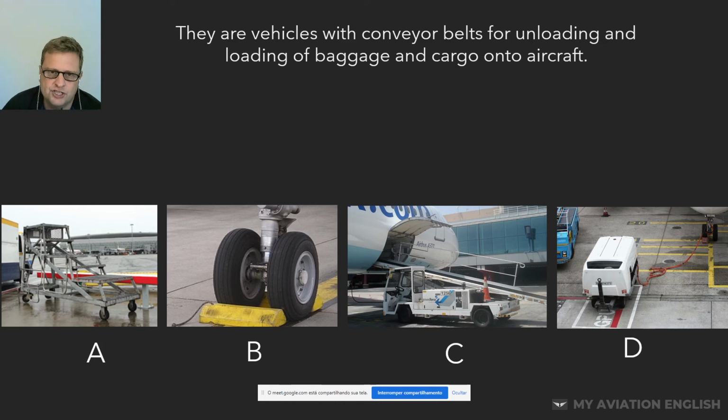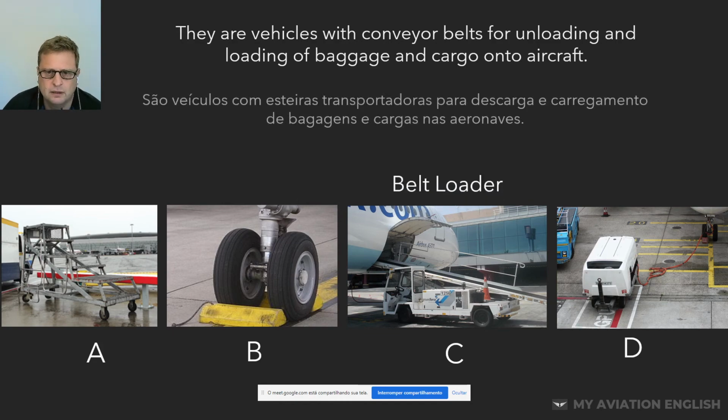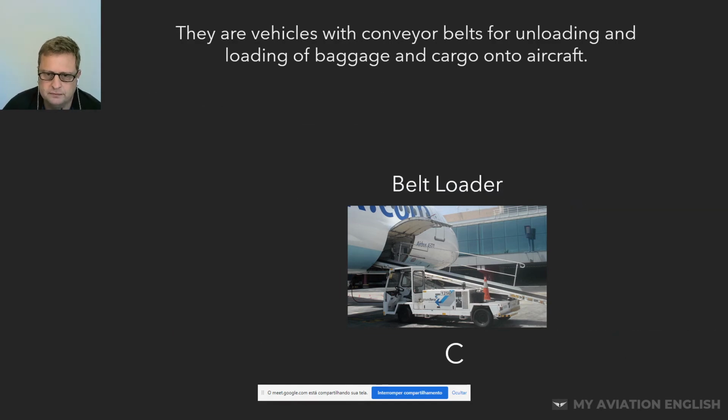And baggage. Baggage com E. Baggage, ok. Baggage. Né? Como se fosse com E. Alright. Belt loader. They are vehicles.